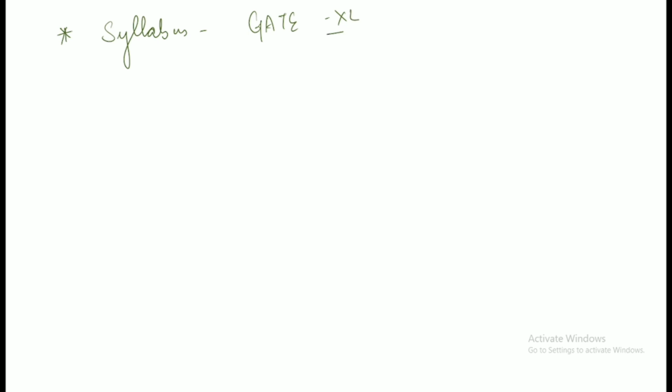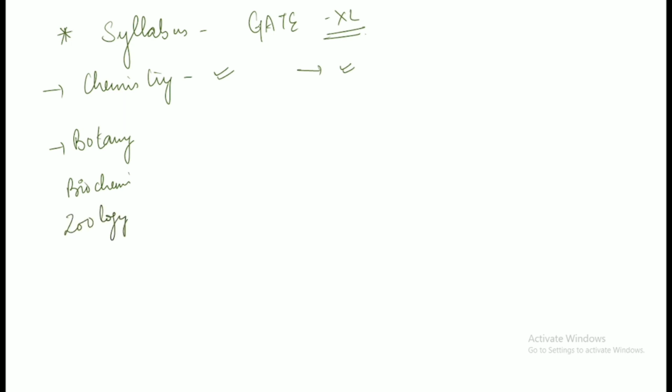So this was about the complete syllabus when we are targeting our GATE examination in the XL subject. The first topic, which is related to chemistry, is compulsory for all the students. Each one of us has to attempt this particular topic. Then we have the topic of botany. Then we have the topic of biochemistry. Then the third one is zoology. Then we have the topic of microbiology. And lastly, we have the topic of food technology.